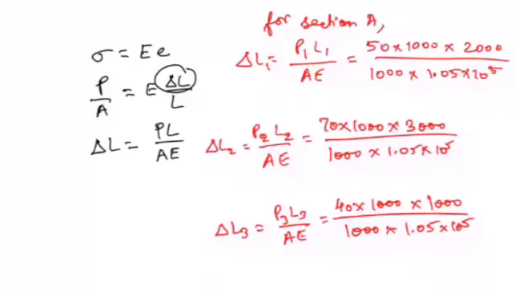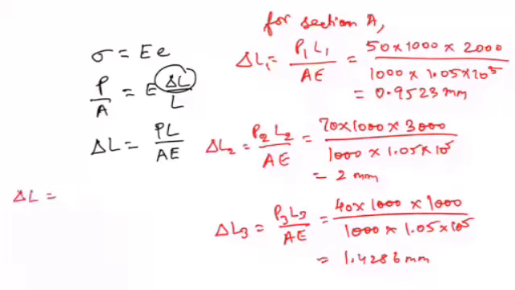So here we found the elongation for each section, and the values that we are getting are, for section A, the elongation is 0.9523 mm. For section B I am getting 2 mm elongation, and for section C I am getting 1.4286 mm elongation. So the total elongation, that is del L, will be the sum of all the three elongations. Sorry, this value is not this.